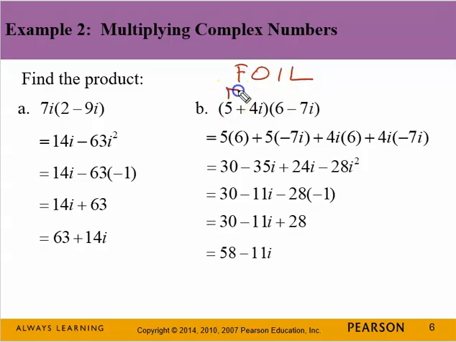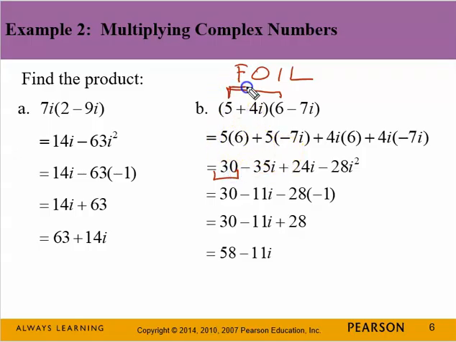We're going to multiply the first. In fact, they do it by FOIL. Good. All right. First gives us 5 times 6, which is 30. And they're showing it in detail.